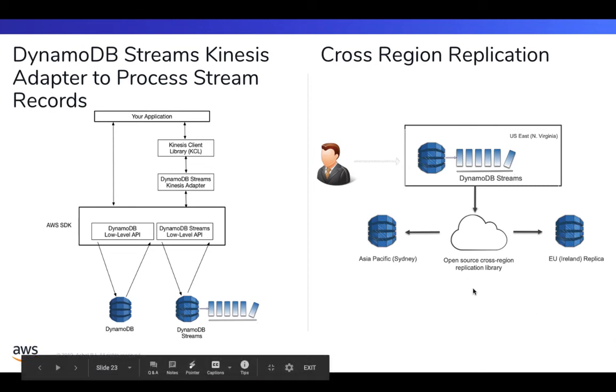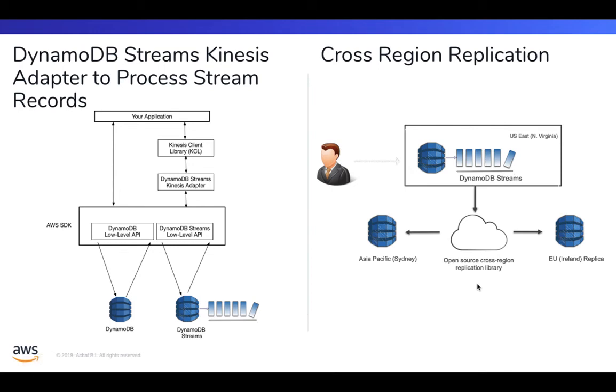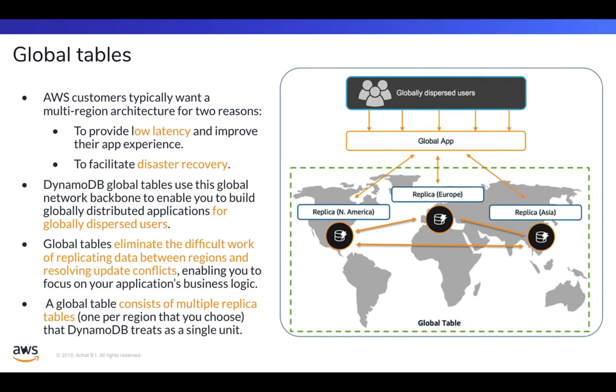Here we can use any open source library, but we could also use global tables. Global tables are provided by AWS, where it provides a multi-region architecture. It could be an active multi-region architecture or an active-passive architecture.